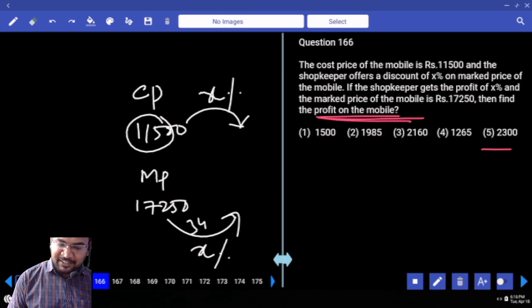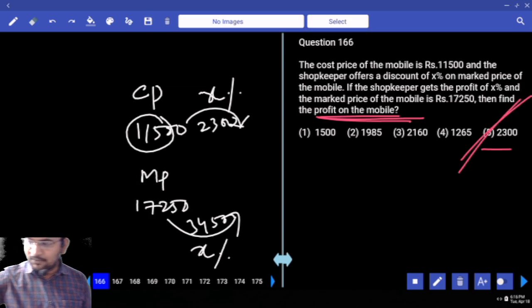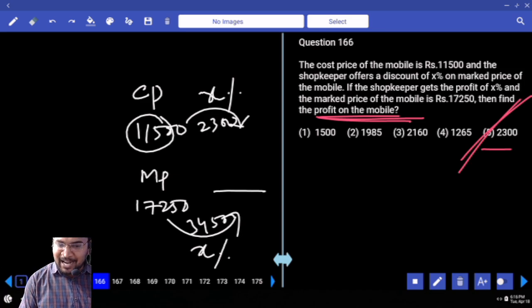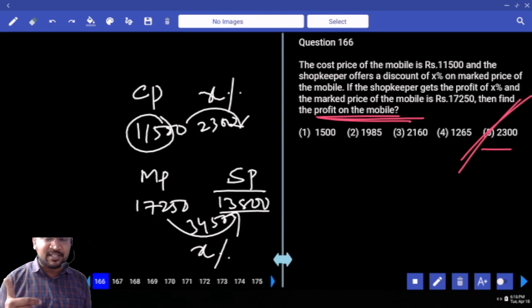3450. This is 2300. It is satisfied. Your answer is 2300. Now if you subtract 3450 from 17,250, then you will get 13,800. This is the selling price. The difference between selling price and cost price is nothing but the profit.